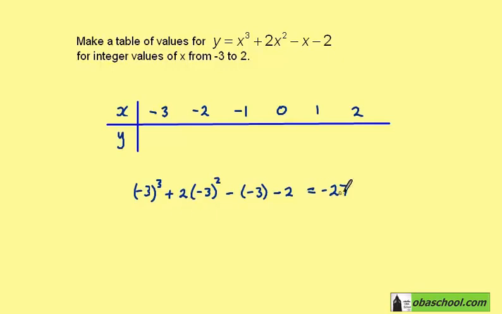This would be 2 times 9, which is 18. This would become plus 3, and this is minus 2. Minus 27 and 18 gives us minus 9, plus 3 take away 2, which is minus 8.